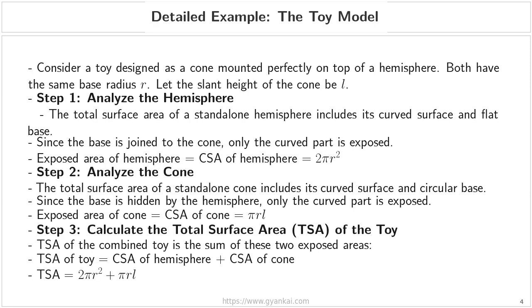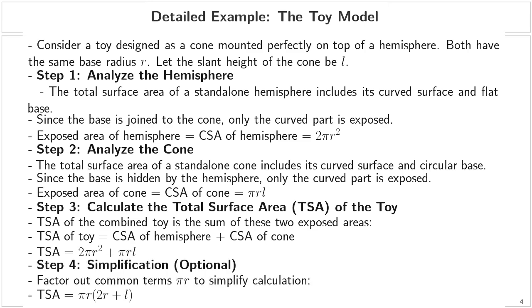Step 3, now we can calculate the total surface area of the entire toy. Following our additive CSA method, we simply sum these two exposed areas together. The total surface area of the toy equals the curved surface area of the hemisphere plus the curved surface area of the cone. Written as a formula, that is 2 pi r squared plus pi rl.